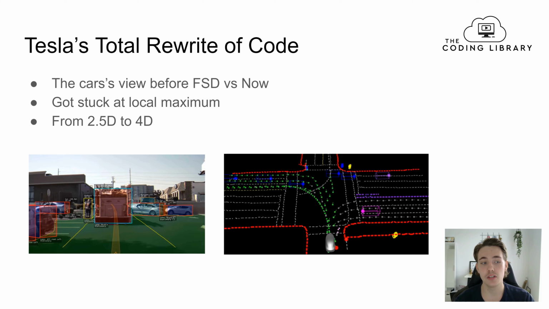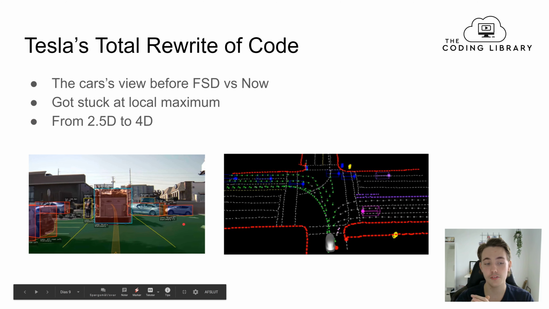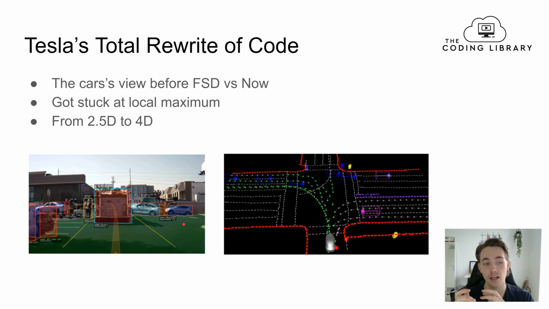Tesla also had to make this change. They announced this at the Tesla Battery Day, that they had to make a total rewrite of their code, because before, the cars had this kind of two-dimensional view, or 2.5-dimensional view. So they got stuck at a local maximum where they couldn't do more and couldn't make it better, and they needed more complex features and different kinds of observations from the images, which required 4 dimensions.